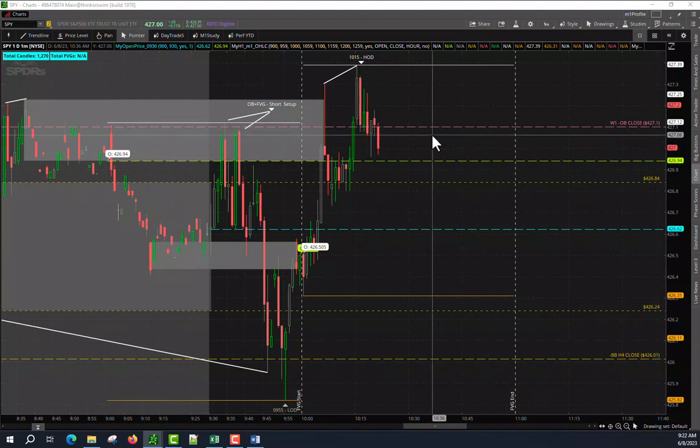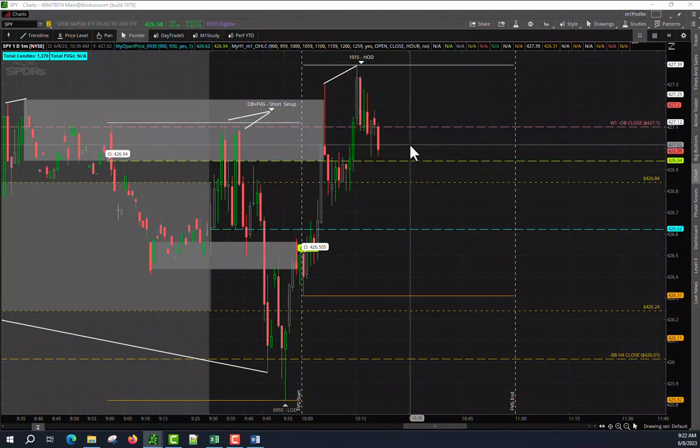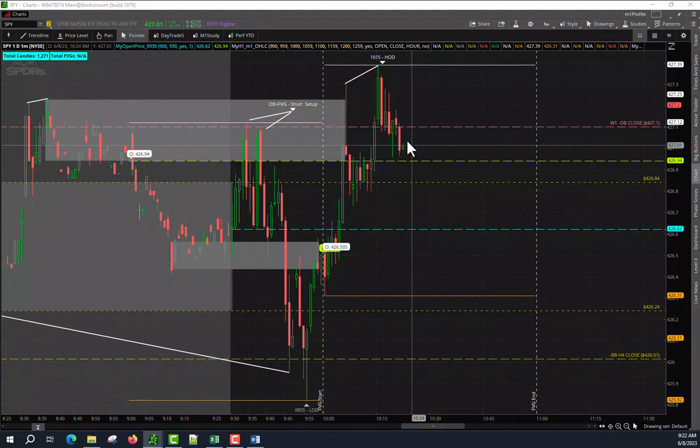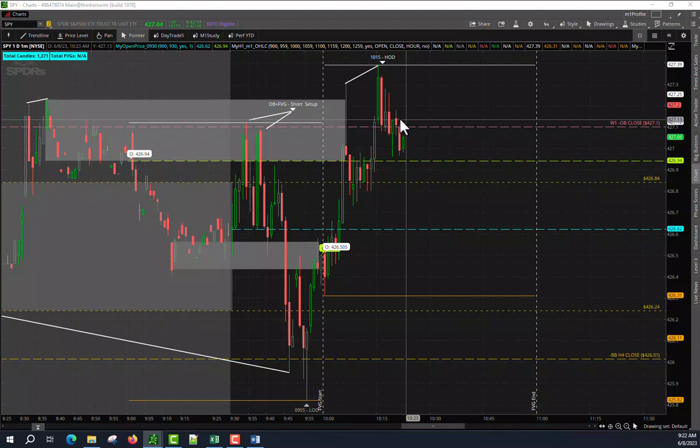Our setup requires that we always have a fair value gap after the order block or the breaker. That will give us a high probability setup right there. So if we have to take a trade right here, then this is our entry right here, 10:18, or right here, 10:20.